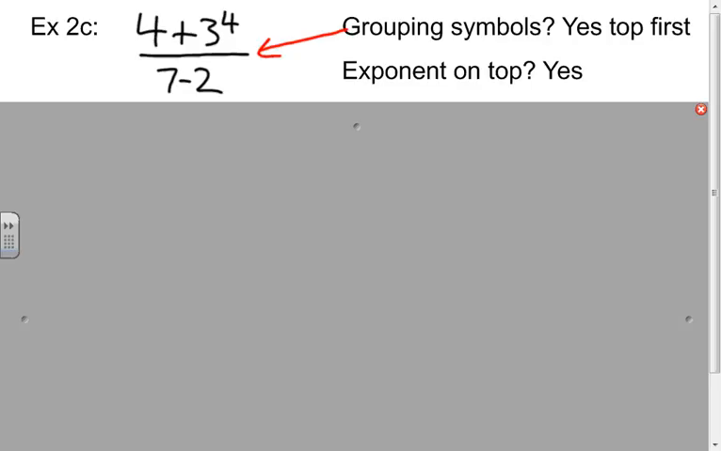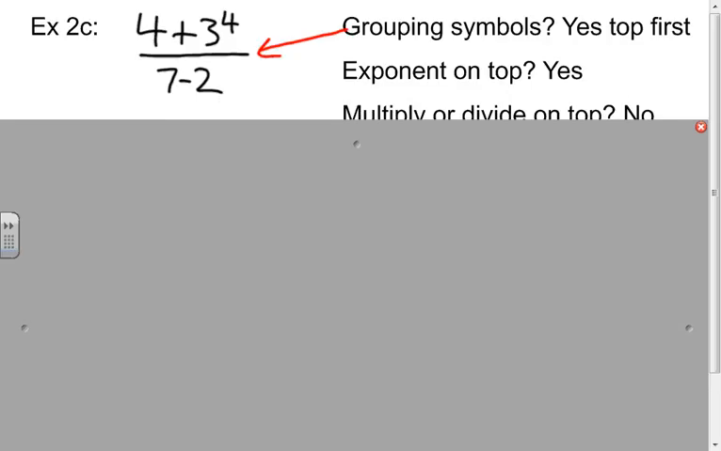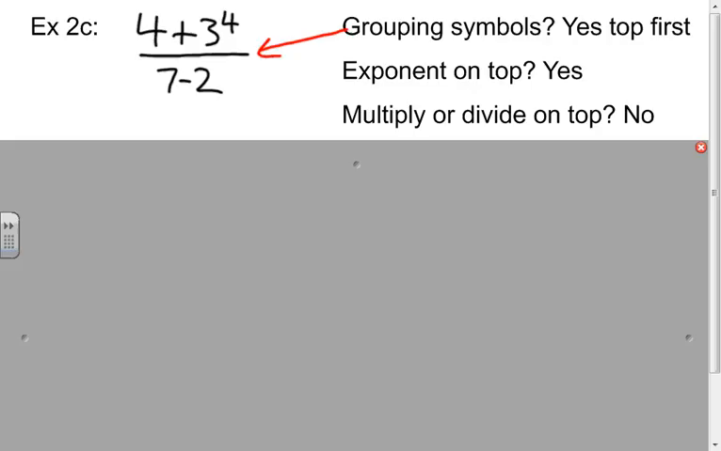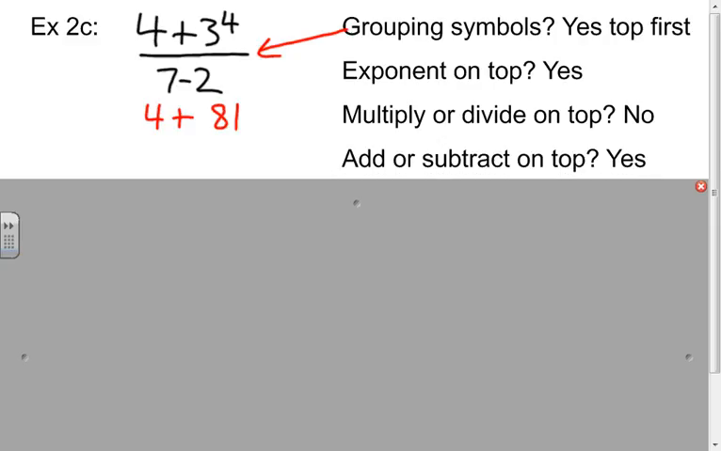So I look, do I have any exponents on top? Yes, I do. That 4 is an exponent. So I look at that first. So 4 plus 3 to the 4th power. 3 to the 4th power was 81. The rest of the problem stays the same. So I did exponent on top. On top, do I have any multiply or divide? No, I don't. So we're done with that one.